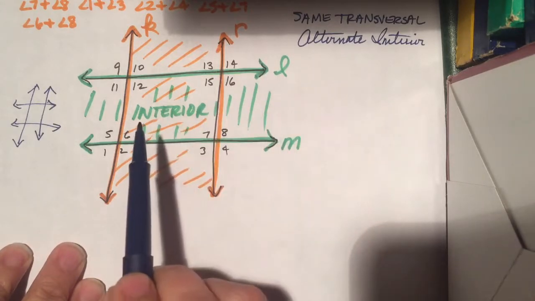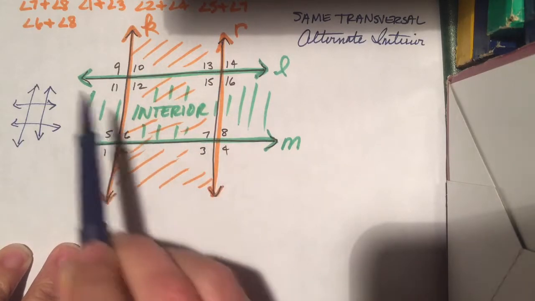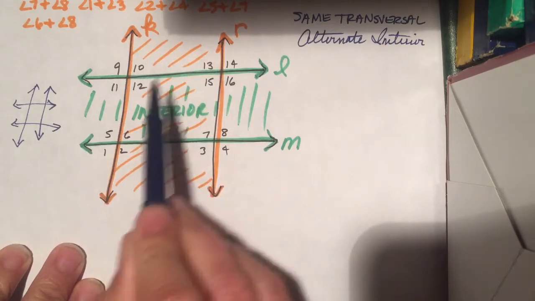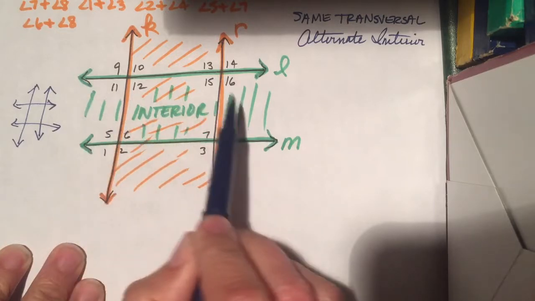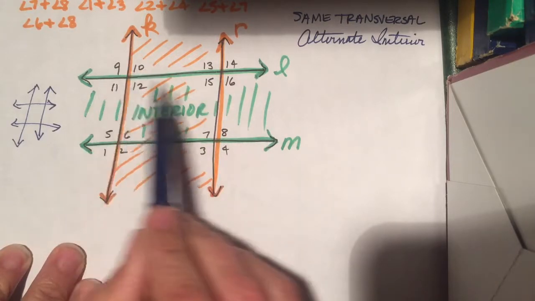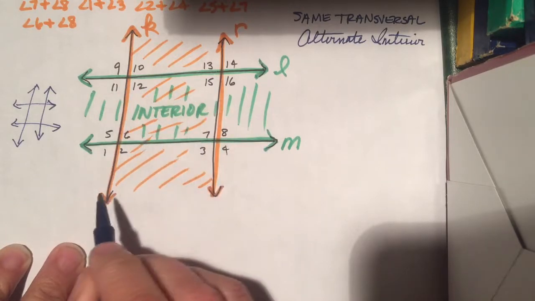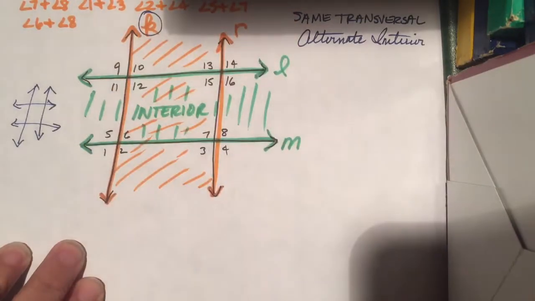If I'm looking at the orange lines, and I pick either green transversal, interior for the orange lines is in orange. Interior for the green lines is in green. So let's look at the green lines. If I look at the green lines, I'm going to pick one of the orange lines as my transversal. Let's start off and we'll use K.